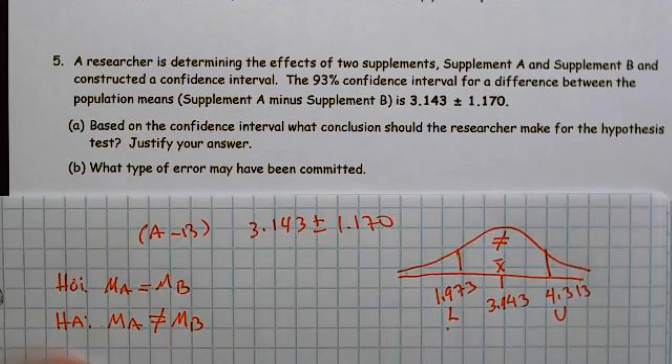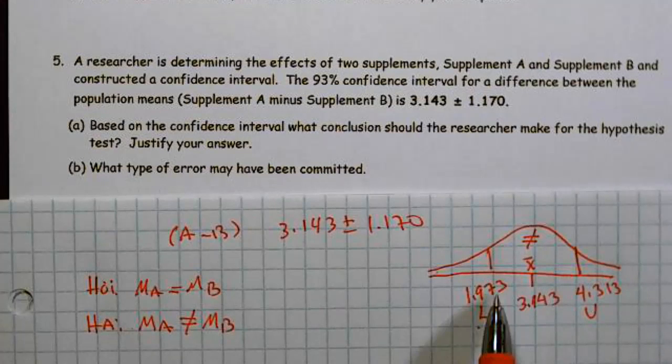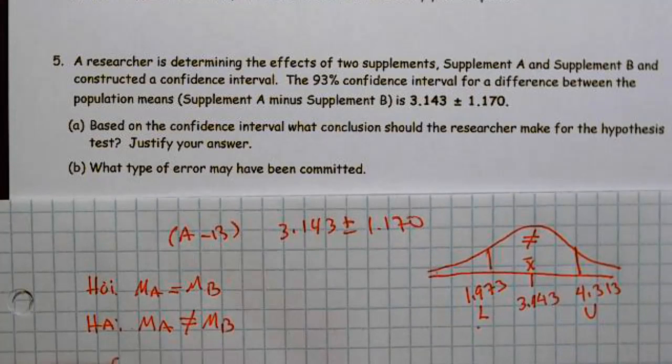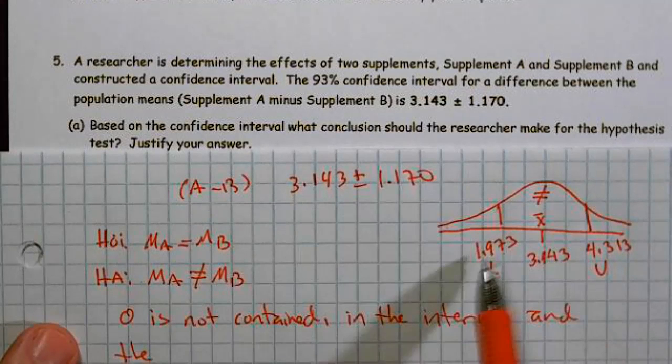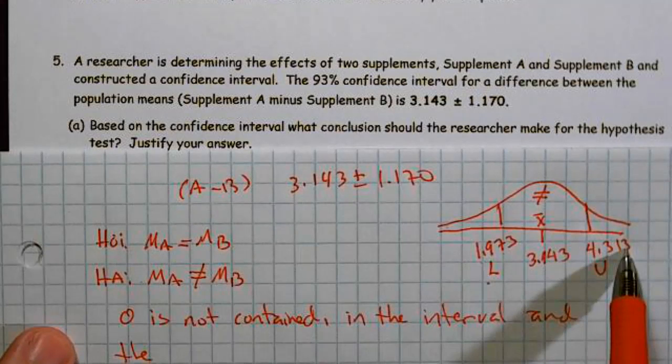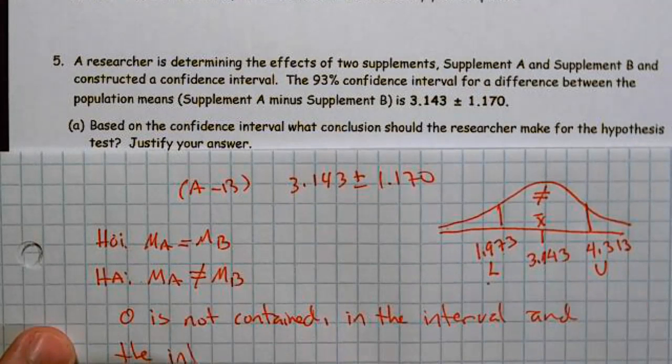All right. So when I look at this, I see that 0 is not contained in the interval. And what else do I notice? I notice that this is positive and this is positive. And the interval is positive.